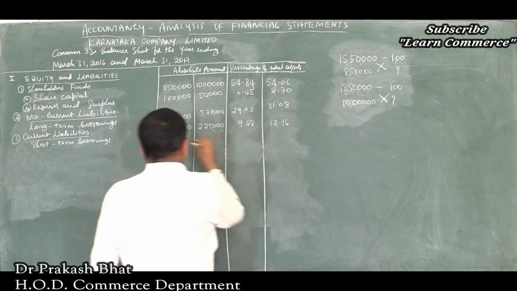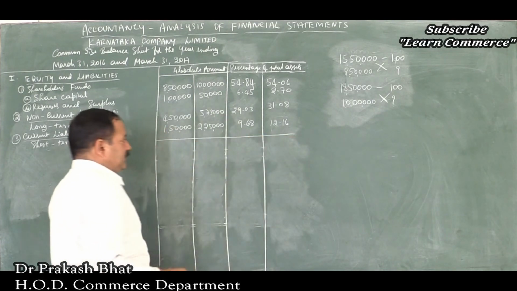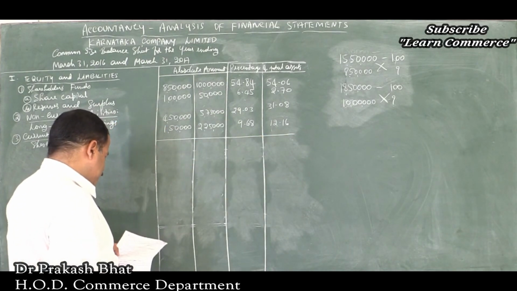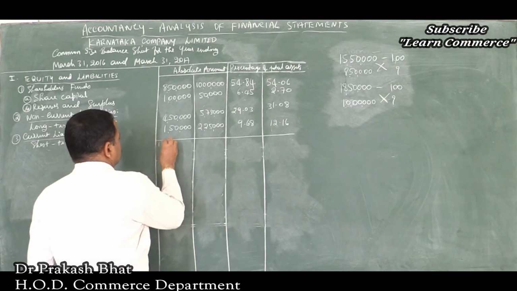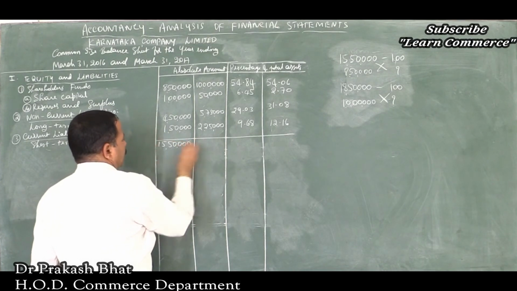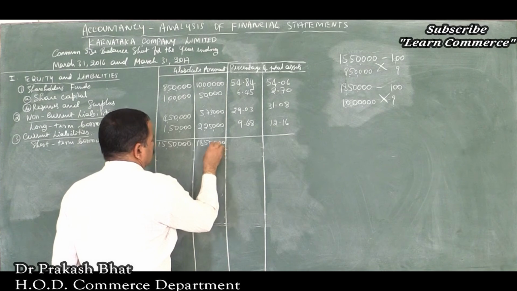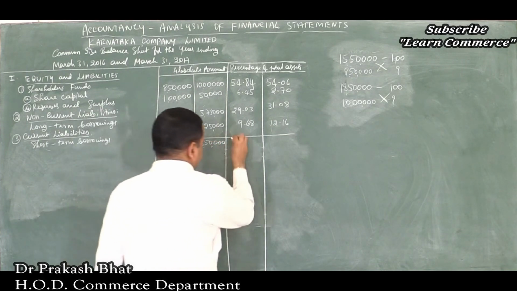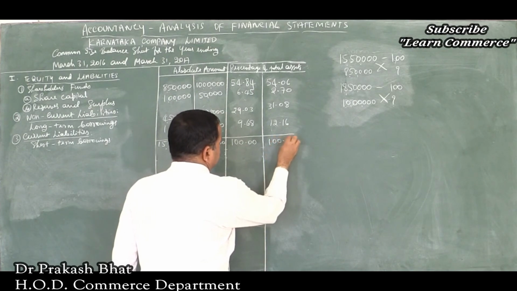12.16. That's all. No other liabilities. Write the total of liabilities, which comes to 15,50,000 and 18,50,000. Percentage 100. Check once, then write 100.